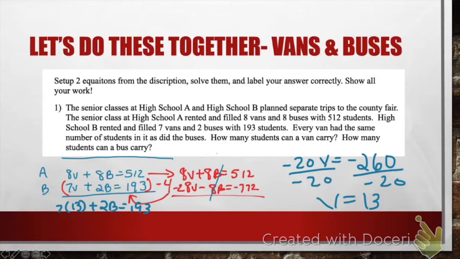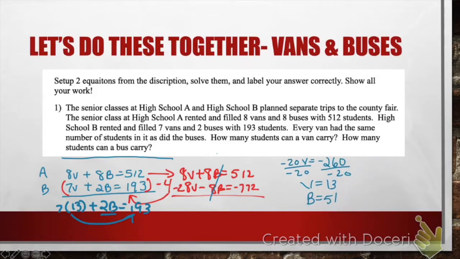When you do all the math on that one, we bring that over, and then we divide by the 2, we get b equaling 51. Now, we're not finished because we need to write this out. We can't just have those two letters equaling.